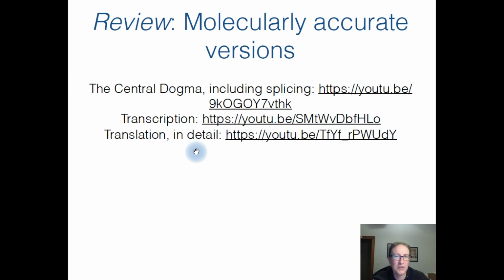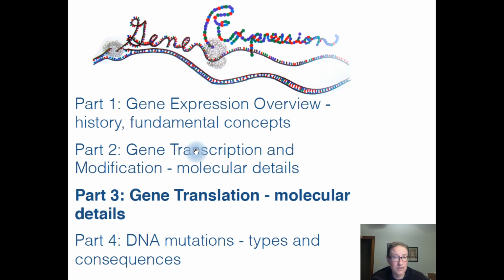Okay, so again, we'll take a look at these animations of molecularly accurate versions of the process of transcription and the process of translation. I think they really help to reinforce how these processes work. The main things to know from this are the names of the molecular players and the stages of the different processes and how they work for transcription and translation. Okay, so that's it for translation. Now in our last video in this series, we will consider DNA mutations, different types of DNA mutations, and the consequences of those mutations.